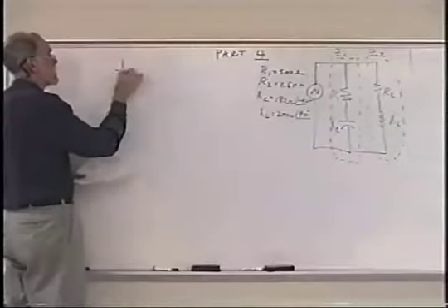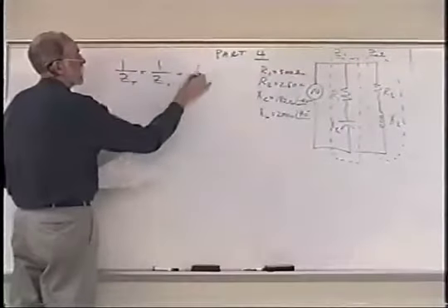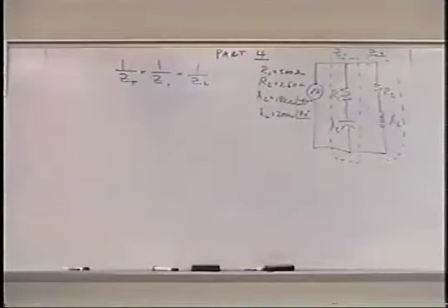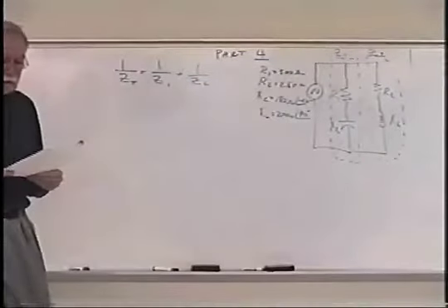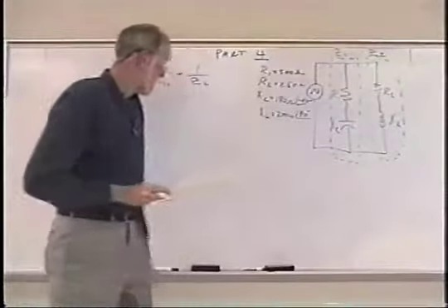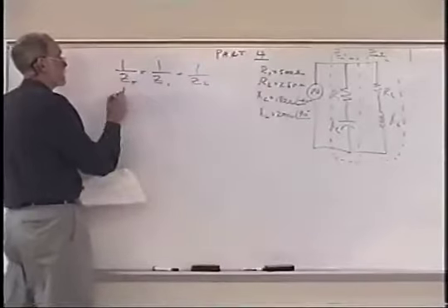We're going to say 1 over Z total is equal to 1 over Z1 plus 1 over Z2. Now, Z1 turns out to be 500 minus j180. I've got the values here on the board. Z2 turns out to be 250 ohms plus j200. So we'll go ahead and substitute those numbers here.